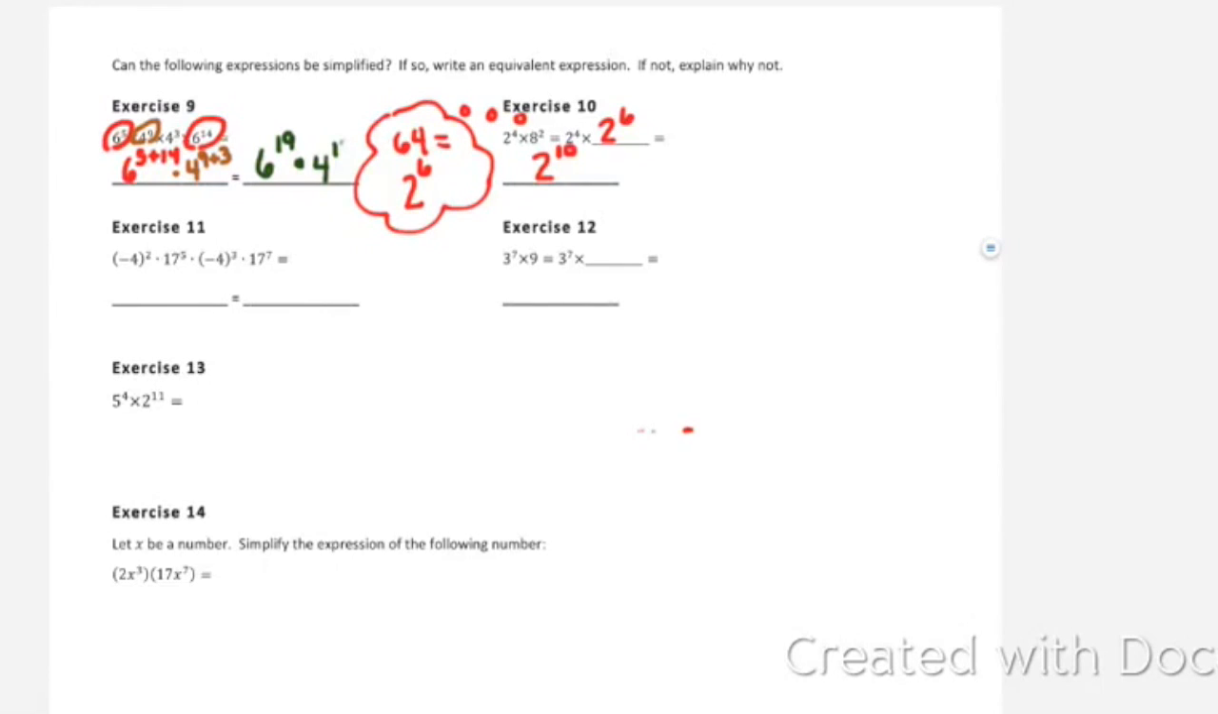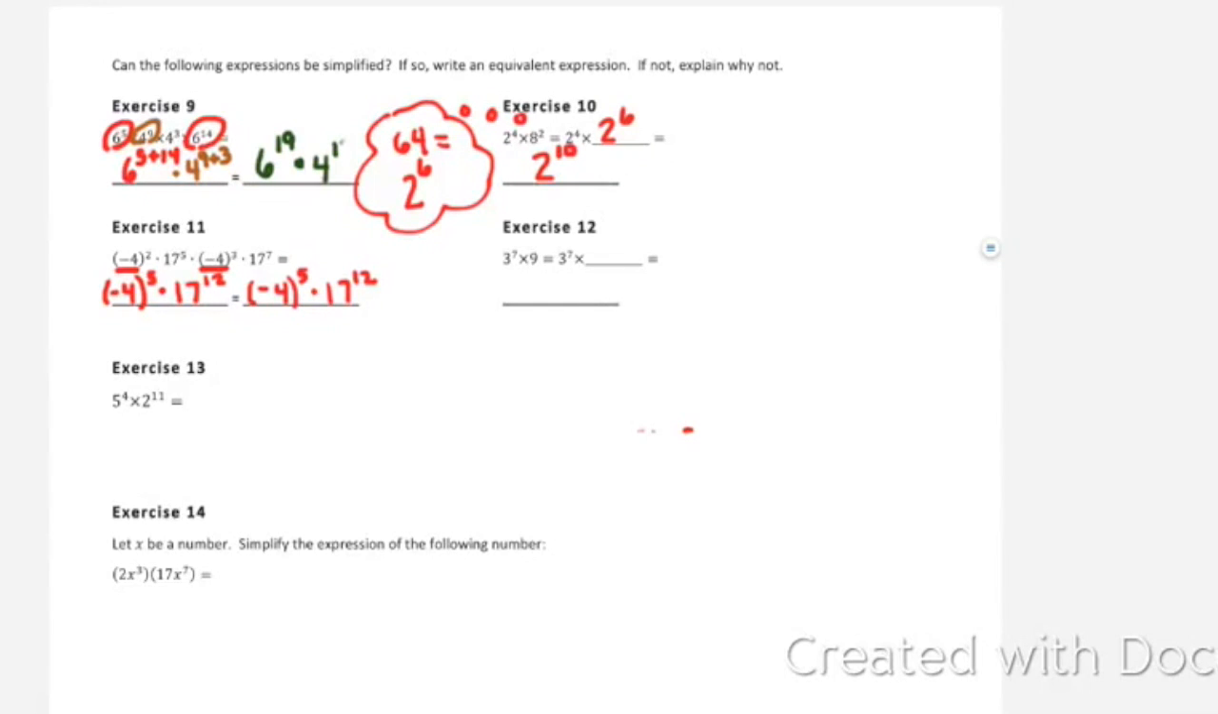For exercise 11, again, we're looking at just making sure that we only add the powers of the same base. So this would be negative 4 to the 2 plus 3, or 5th power, times 17 to the 5 plus 7, or the 12th power. Then we can't really do anything else with that. We just get that same result because we don't have the same base, and so that's all the further we can go, unless we would use a calculator to figure out the power answers, but we're just writing the answers out right now.